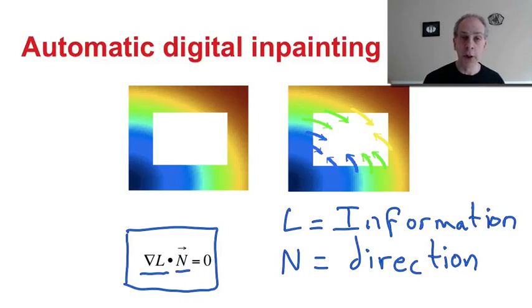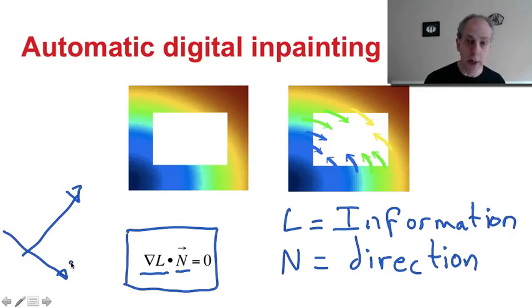So this is of course a vector. It's the gradient of information. So we have a vector. And we want that vector to be perpendicular to the direction that we are propagating. And so this is going to be the gradient of L, and this is going to be the direction.